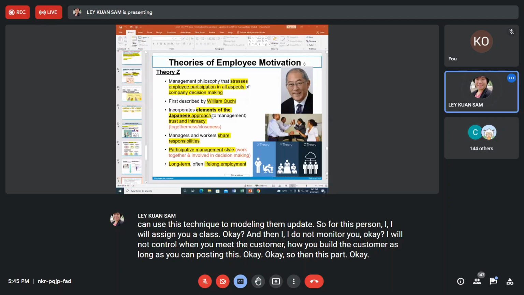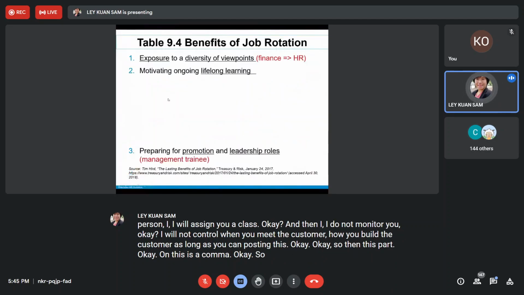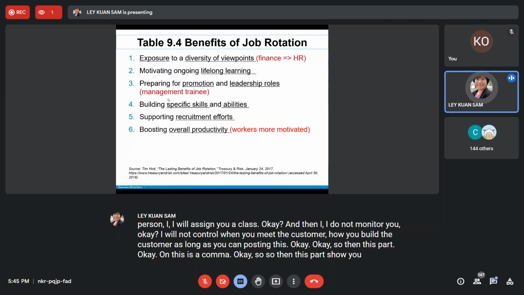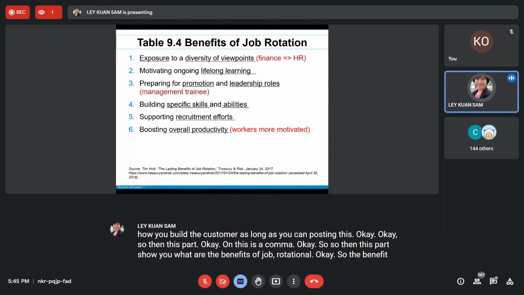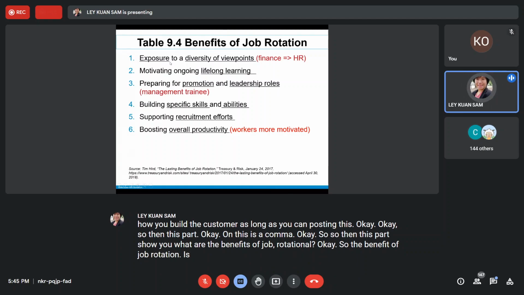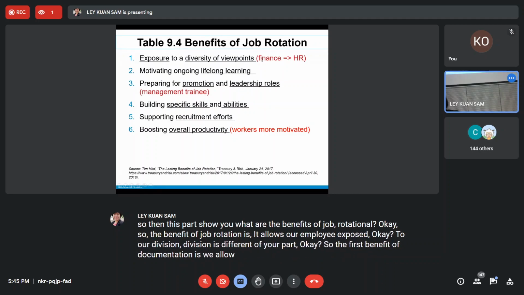We still have some time. So this part shows you the benefits of job rotation. The benefit of job rotation is it allows our employees to be exposed to a division, a different viewpoint. The first benefit of job rotation is we allow our employees to understand other departments' difficulties.